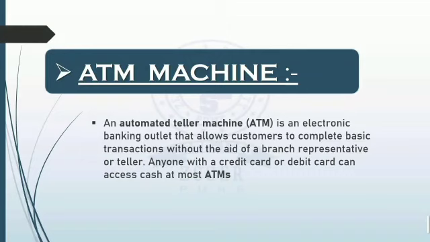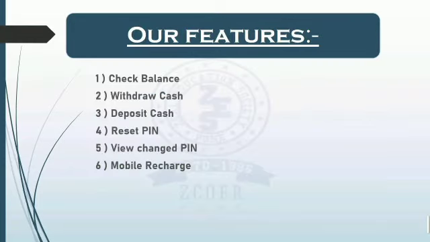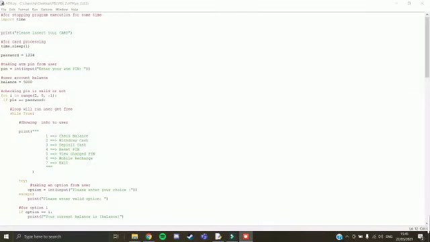An automated teller machine (ATM) is an electronic banking outlet that allows customers to complete basic transactions without the aid of a branch representative or teller. Anyone with a credit card or debit card can access cash at most ATMs. Features include check balance, withdraw cash, deposit cash, reset PIN, view changed PIN, as well as mobile recharge. We have used Python 3.8 to code our project.